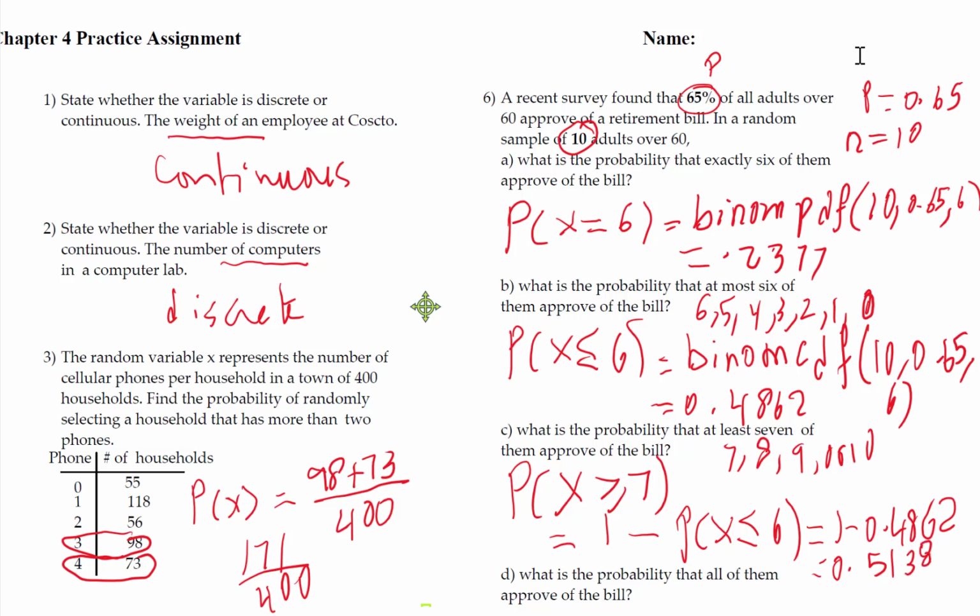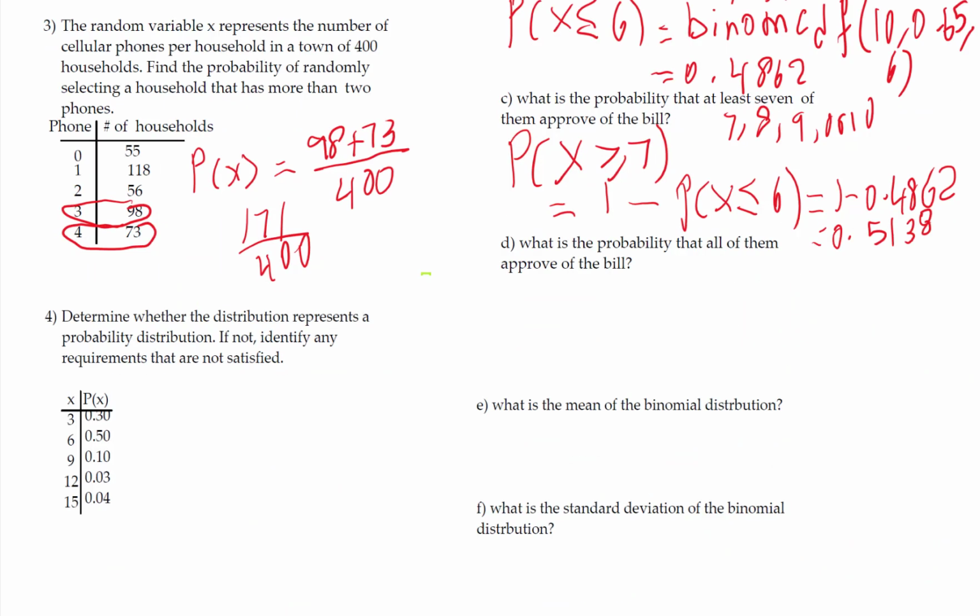Okay. D, what is the probability that all of them approve of the bill? Well, all of them approve the bill means x equals 10, guys, because there were 10 of them, so we need probability of x equals 10. Remember, equal, you use binom PDF. It's as simple as that. So it will be binom PDF, n is 10, 0.65, and then 10.